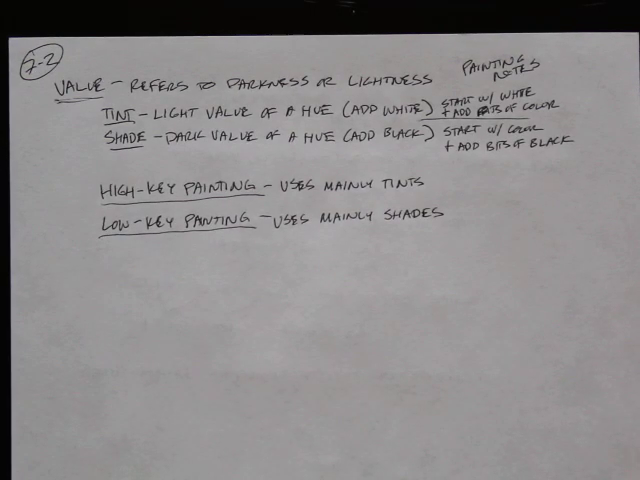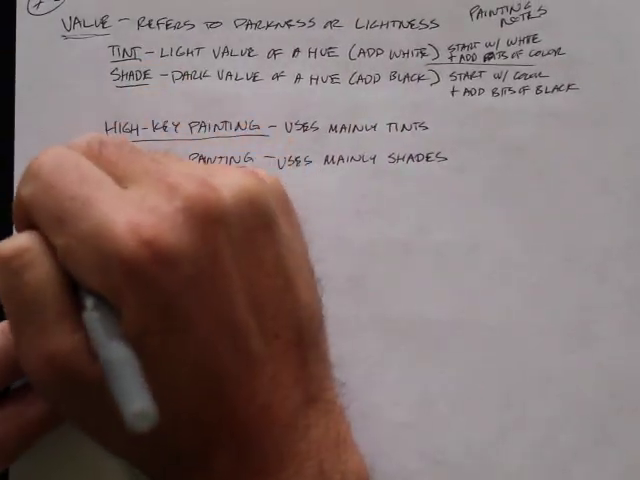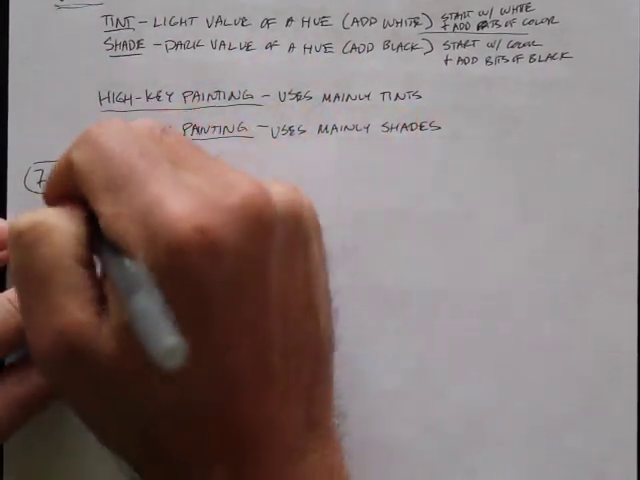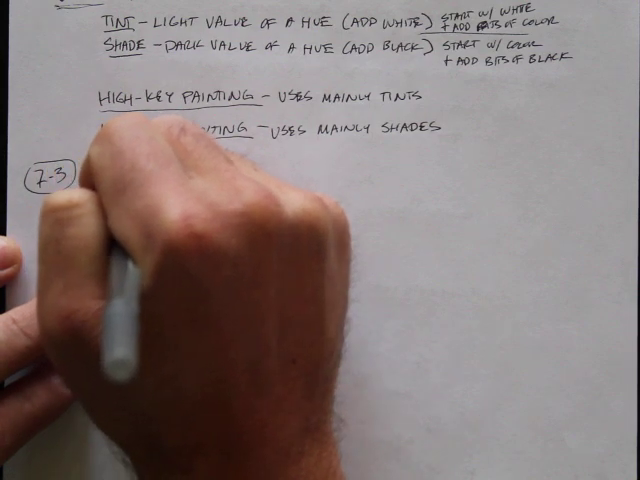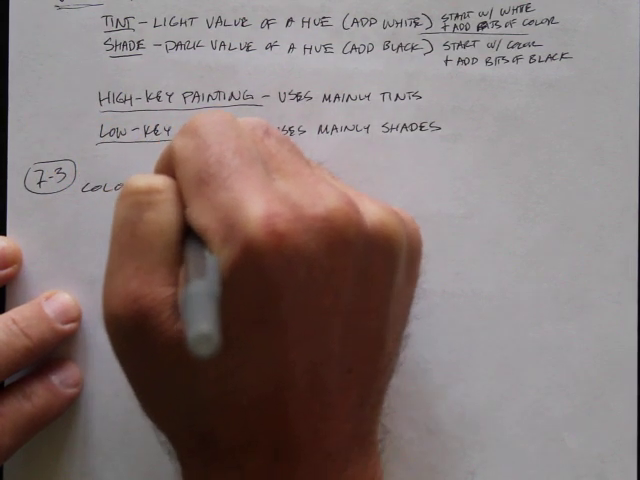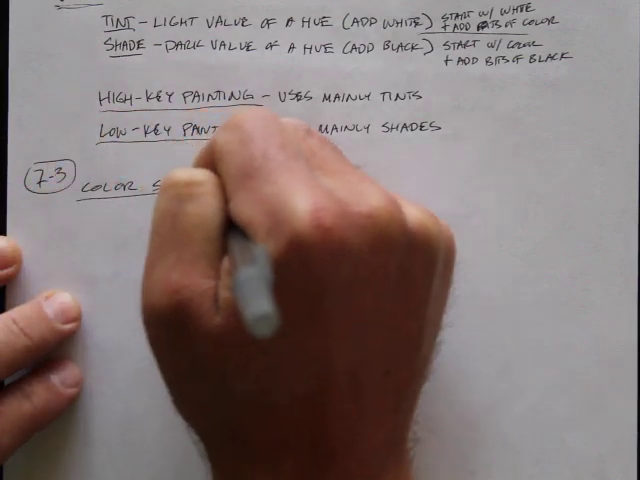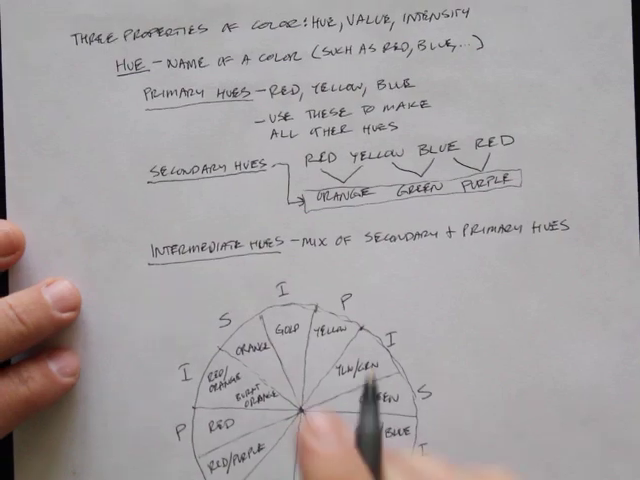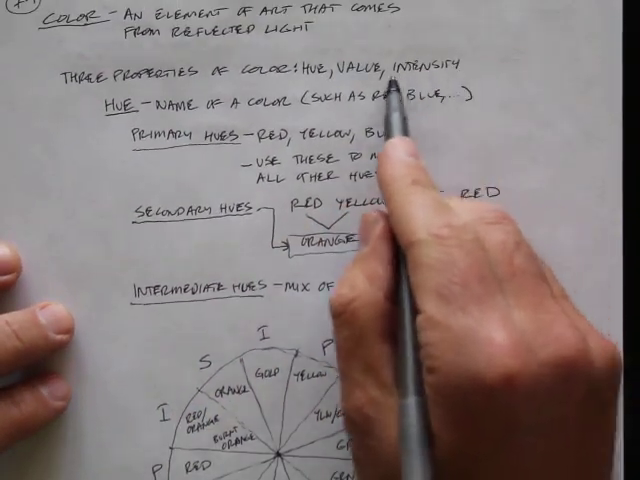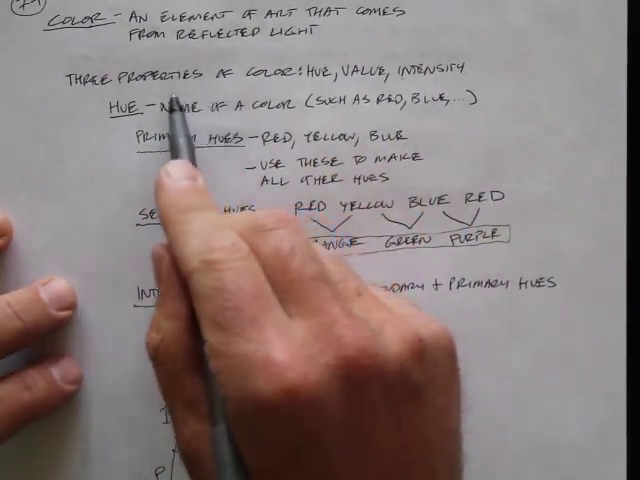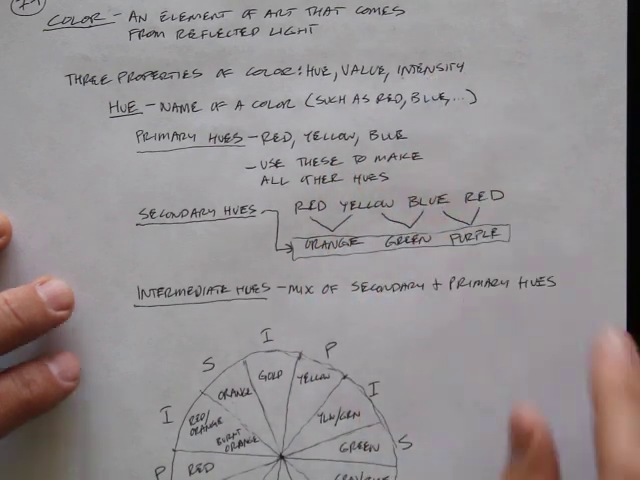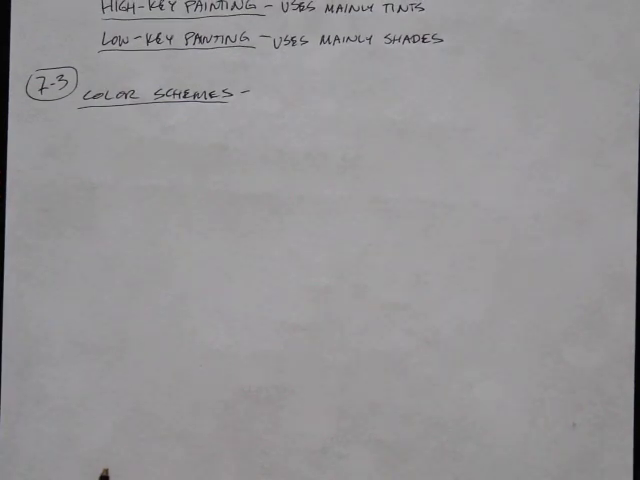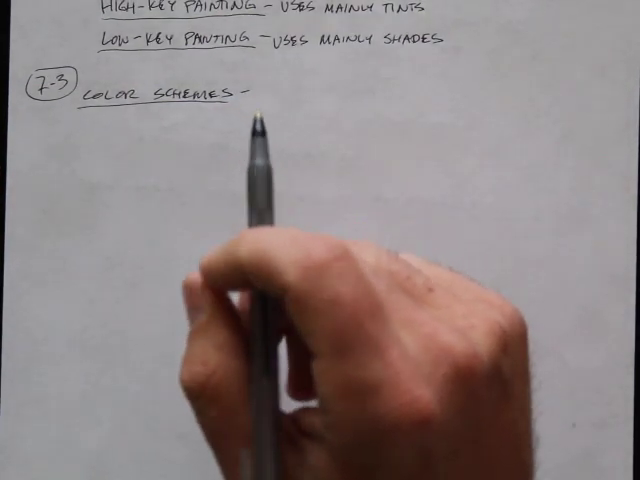All right, Art 1. The last part of 7-3 that I want to look at is color schemes. So we've looked at value and we've looked at hue. Now we're going to look at color schemes, even though intensity is the last property of colors. I'm not worried about this, but I do want to look at color schemes. And so we're going to do a little bit of notes here on color schemes.